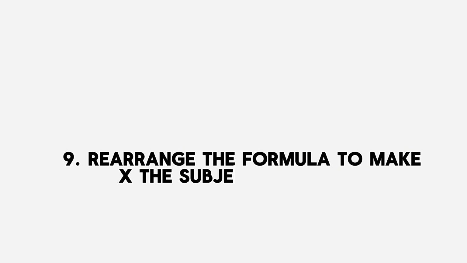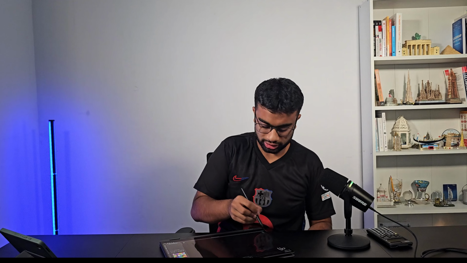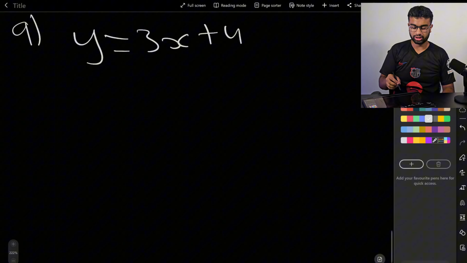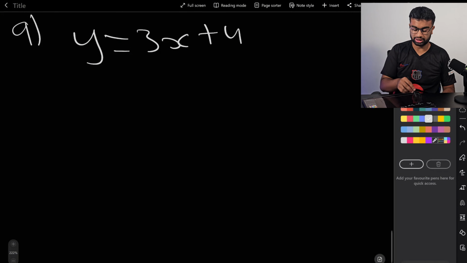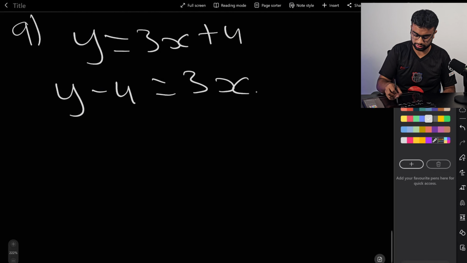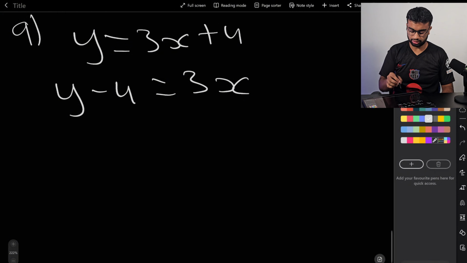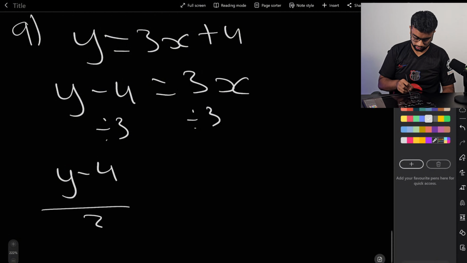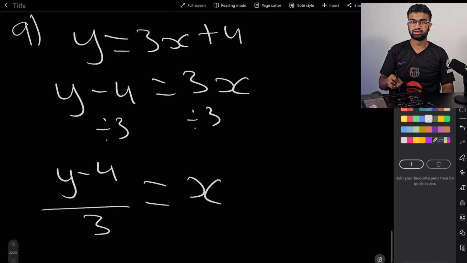Question 9 tells us to rearrange the formula to make x the subject. The formula is y equals 3x plus 4. In order to make x the subject, we want x on its own. So we can start off by subtracting 4 from both sides to give us y minus 4 is equal to 3x. We're nearly there. We've not fully completed the question. We have 3x, but we just want x. So if we divide both sides by 3, we'd get y minus 4 over 3 is equal to x. So we've now rearranged the formula to make x the subject.